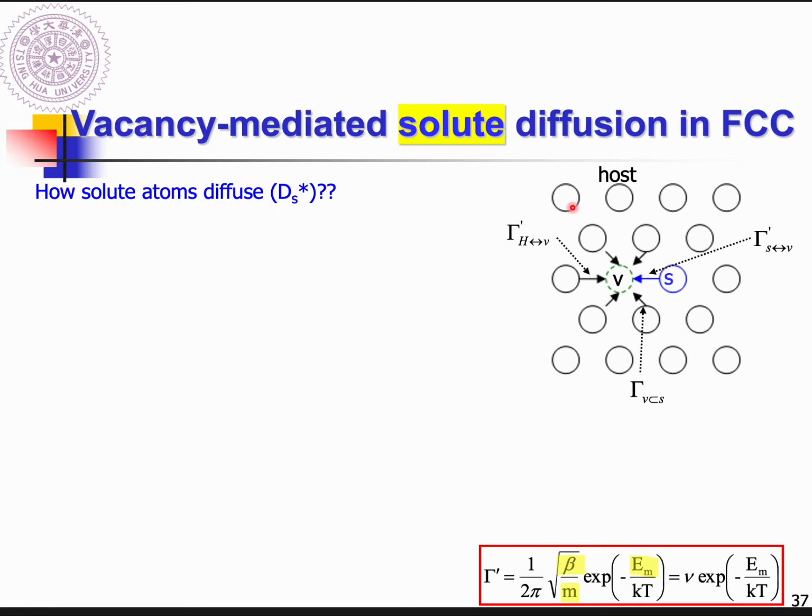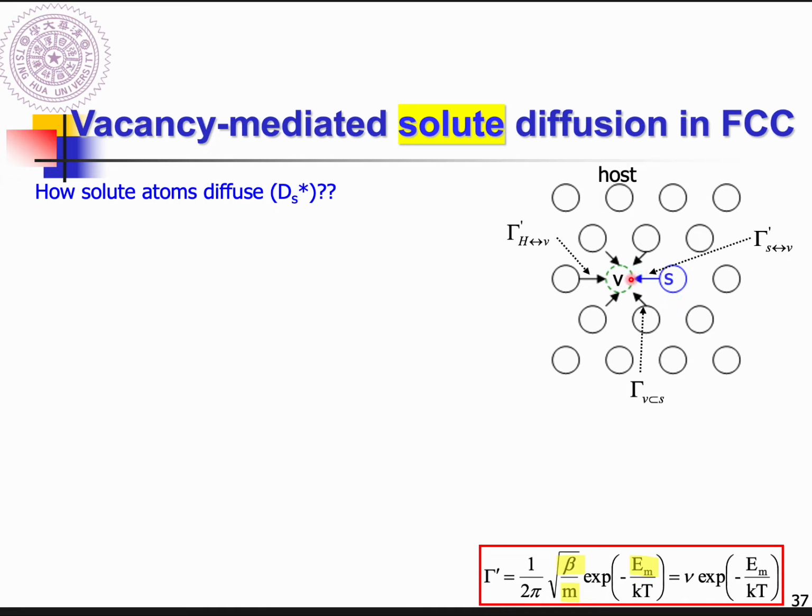Okay, so we have the host atom as a white ball, and we have a vacancy here, and for solute diffusivity, it means that we dope the dopant or solute atom at the substitutional site. So now, how do the solute atoms diffuse through this crystal structure? The example we choose here is an FCC structure. So how does the solute atom diffuse through this vacancy mediated diffusion in FCC?